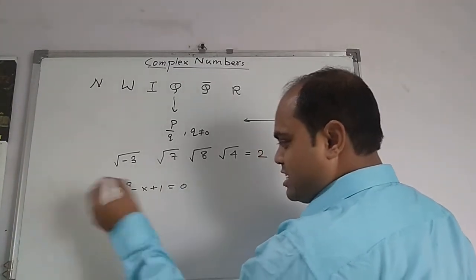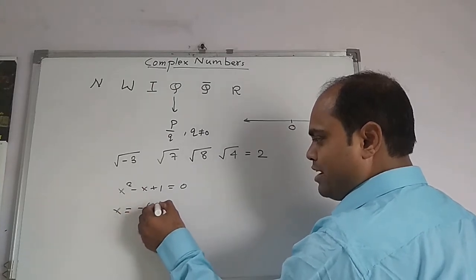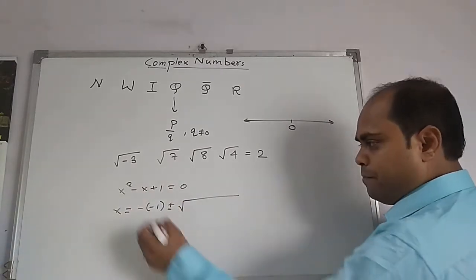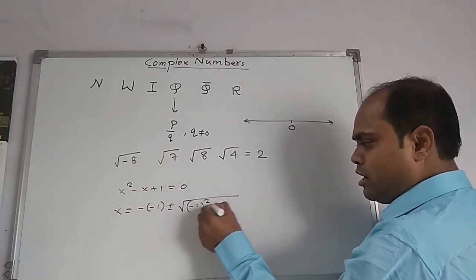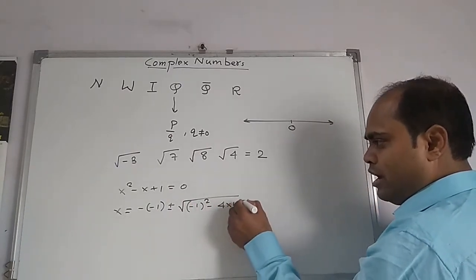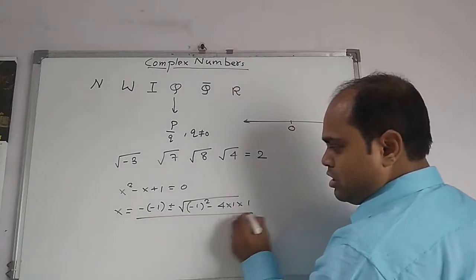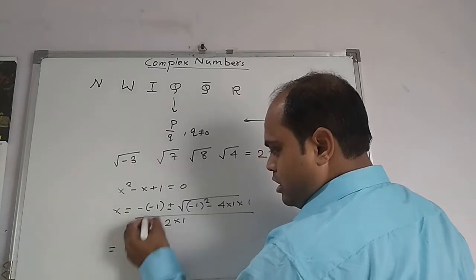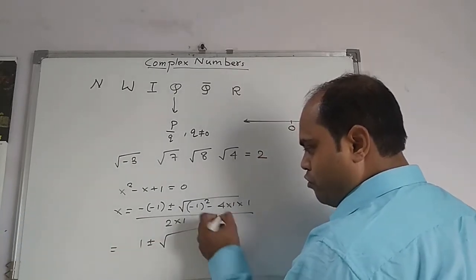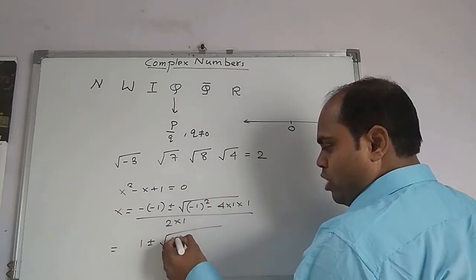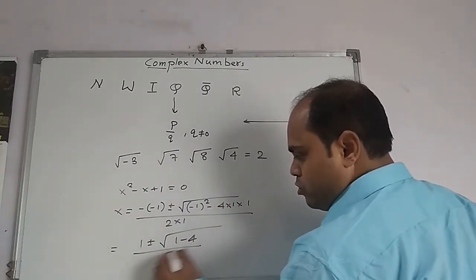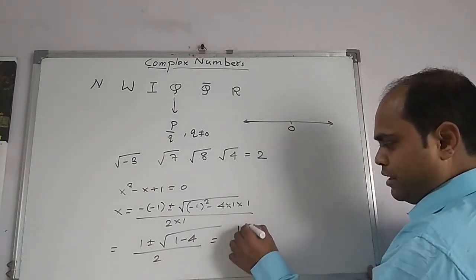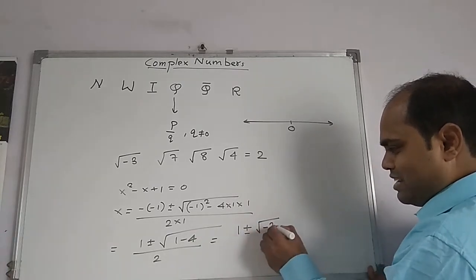So x is equal to minus b plus minus square root of b square minus 4ac, divided by 2a. What is b here? Minus 1. a is 1 and c is 1. Okay, so we get 1 plus minus square root of (minus 1) square minus 4, by 2. Okay, so we have 1 plus minus square root of minus 3, by 2.